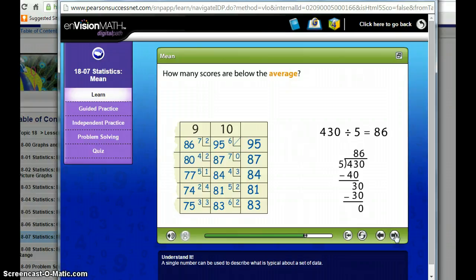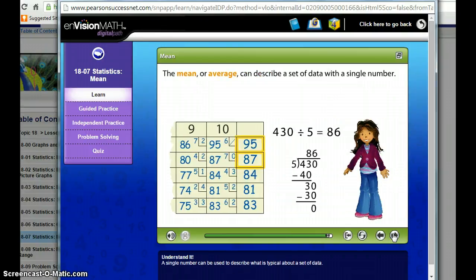How many scores are below the average? We have 1, 2, 3 of them who are below average. 3 scores are below the average. How many scores are above the average? 2. 2 scores are above the average. The mean, or average, can describe a set of data with a single number.